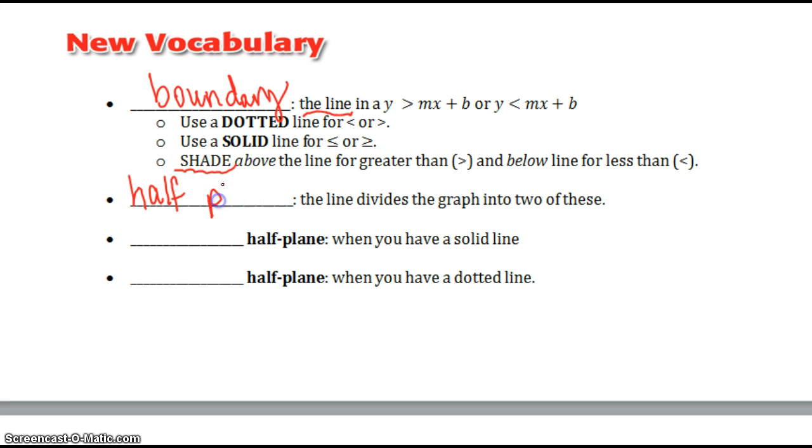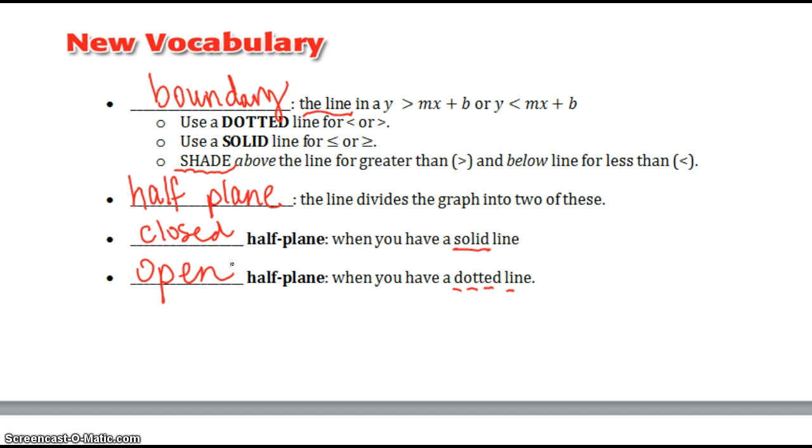Now, a half plane. A half plane is what has been divided. The line divides a plane into two parts. So the line divides the graph into two half planes. Okay, a half plane when you have a solid line is called a closed half plane. And when you have a dotted line, in other words, this is a solid line, and this one, the line's going to look like this, dotted. A dotted line is called an open half plane.